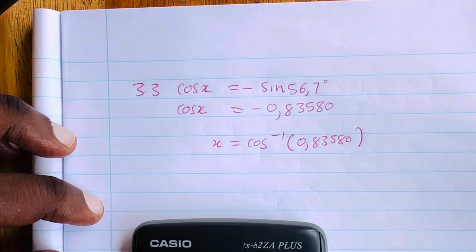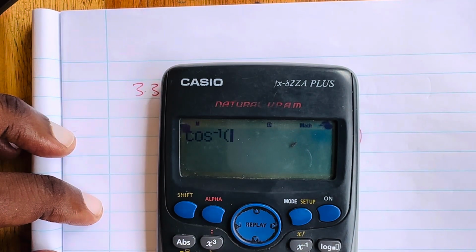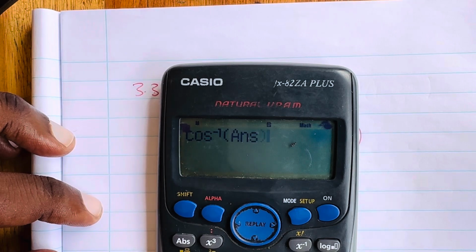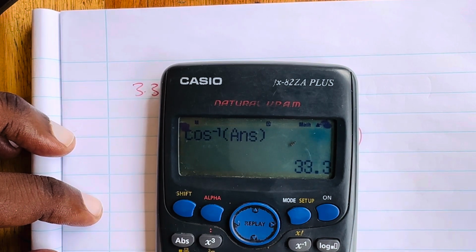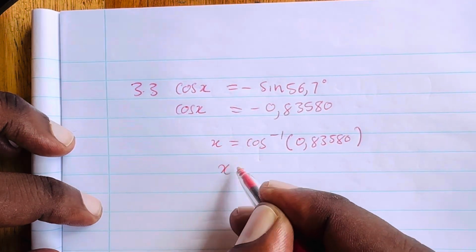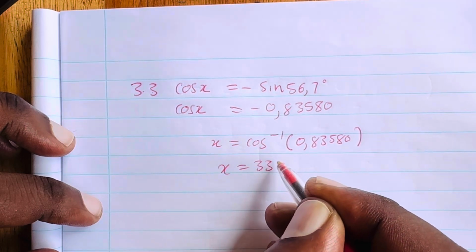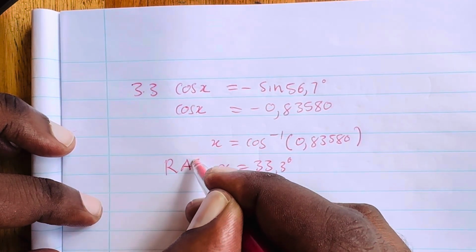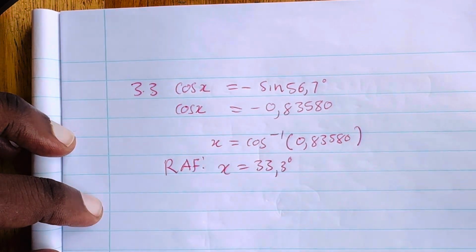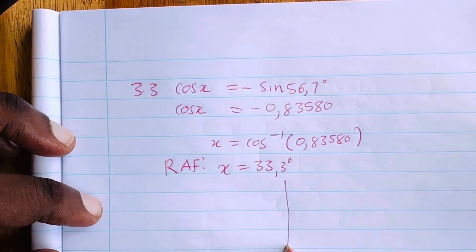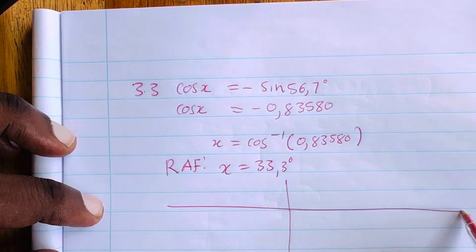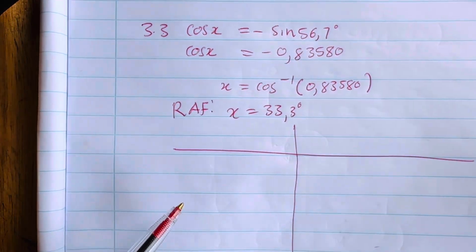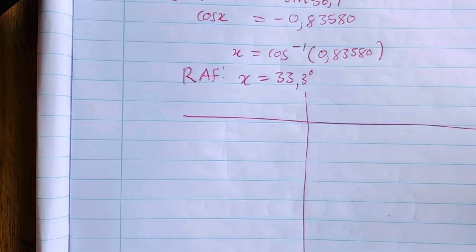Shift cos of answer, and you get x is equal to 33,3 degrees. This is our reference angle. So we check now where cos is negative.